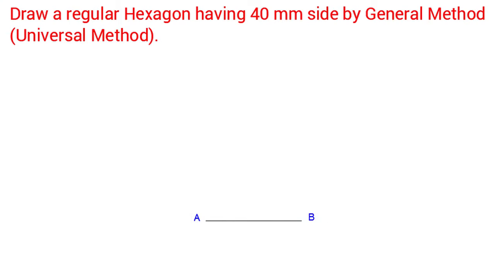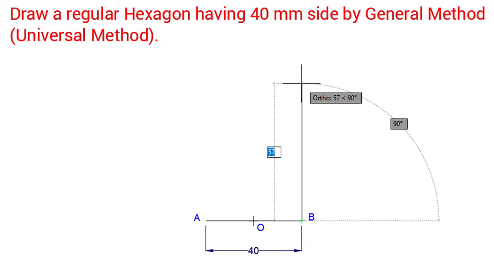After that, we will mention the dimension of that line, which is 40 mm. Mark midpoint of line AB and name that point by point O. After that, from point B, we will draw a perpendicular line of any dimension.